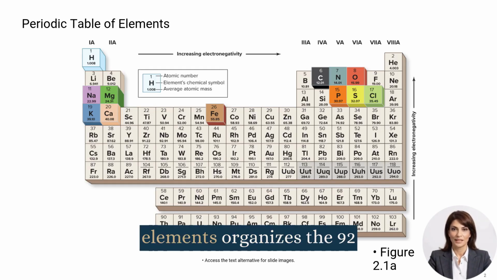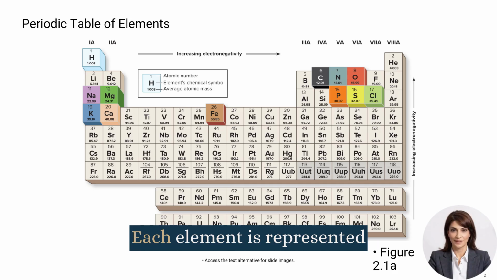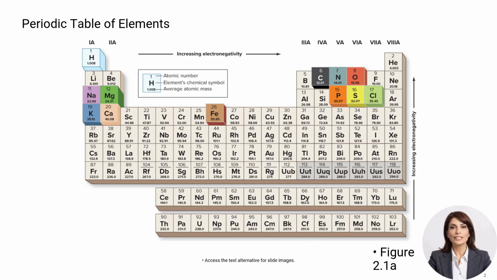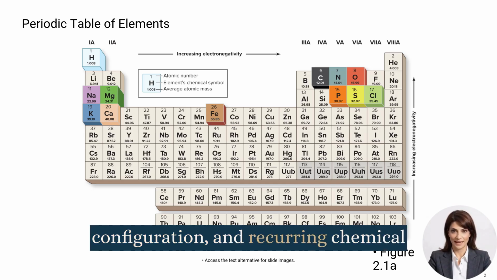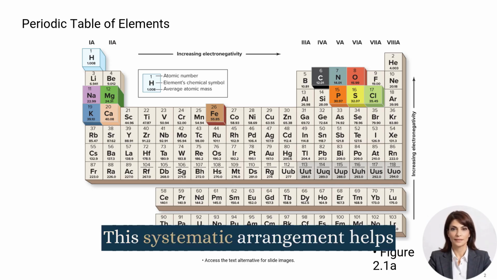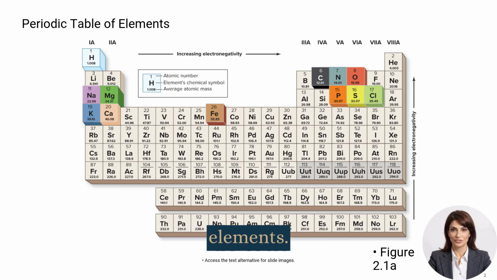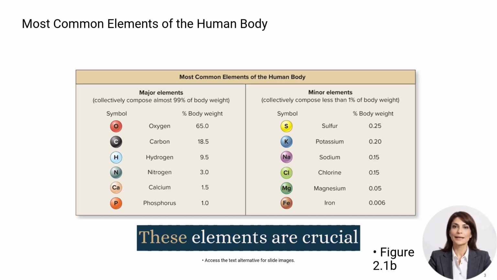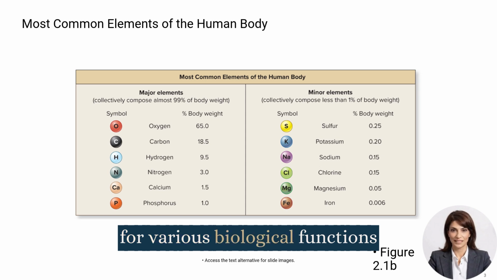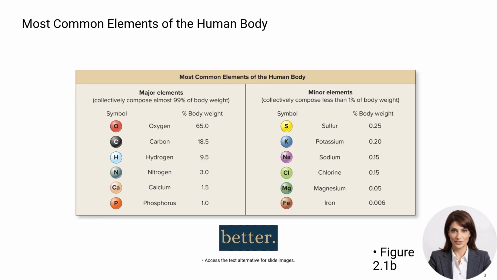The periodic table of elements organizes the 92 naturally occurring elements that make up matter. Each element is represented by a unique symbol and is arranged based on atomic number, electron configuration, and recurring chemical properties. This systematic arrangement helps in understanding the relationships and properties of different elements. The human body is primarily composed of a few key elements. These elements are crucial for various biological functions and maintaining overall health. Understanding their roles helps in comprehending human physiology better.